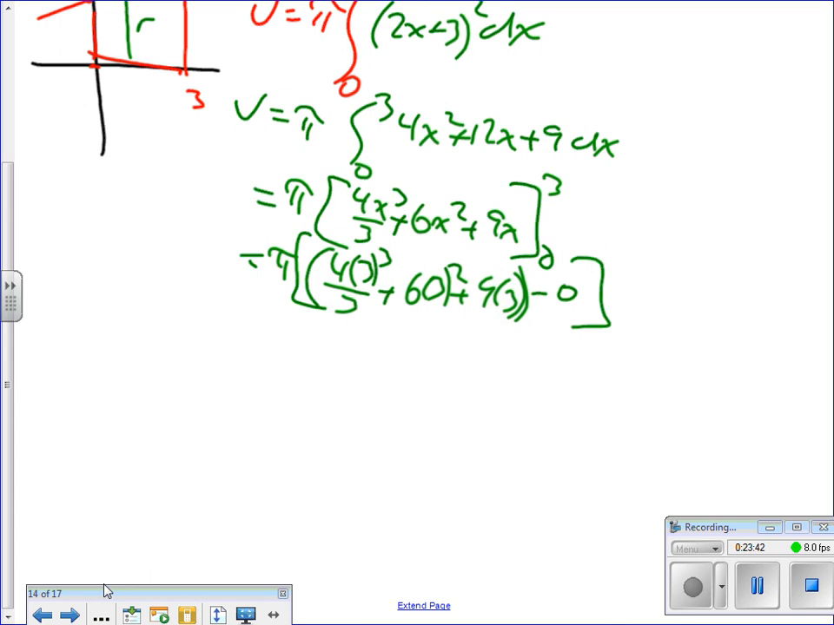So, let's see. 3 squared is 9. 9 times 6 is 54. 9 times 3 is 27. This is 3 squared. 9 times 4 is 36. 36 plus 54 is 90. 90 plus 27 is 117. So I get 117 pi.